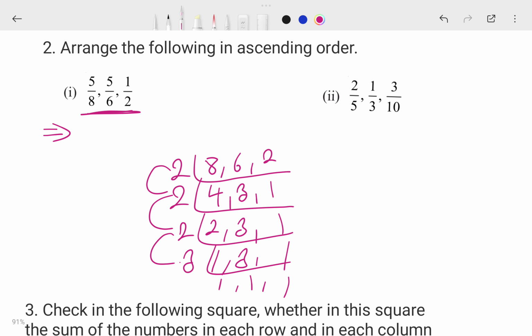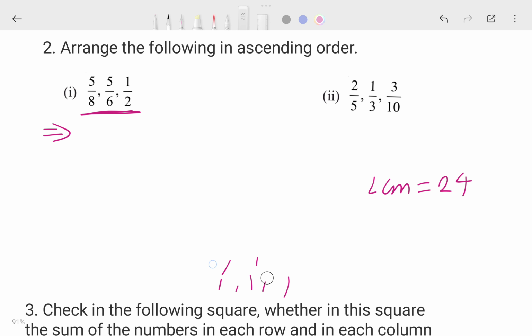So the LCM, what LCM do we get? We get the LCM 24. Okay, so now let's keep the LCM 24 here. Now, what we have to do, the LCM is 24, we already see that. Now we have to make the denominators totally the same.